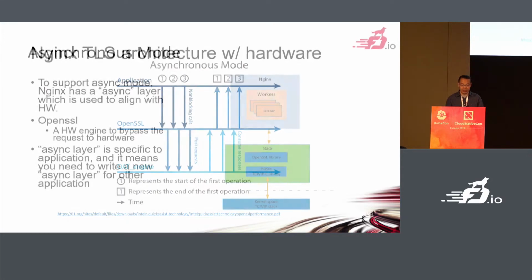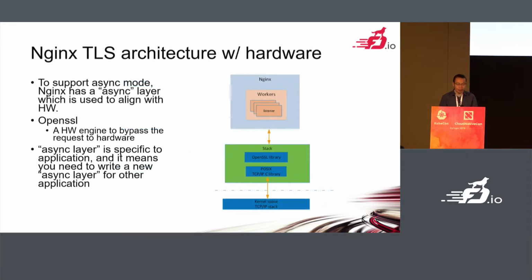So let's take it back to the kernel space. On the right side is the current unmodified Nginx. The Nginx workers talk with the OpenSSL stack, and the OpenSSL stack does two kinds of work. One is to talk with the TCP/IP stack, and the other is to talk with the OpenSSL part. So this is the kernel space part.